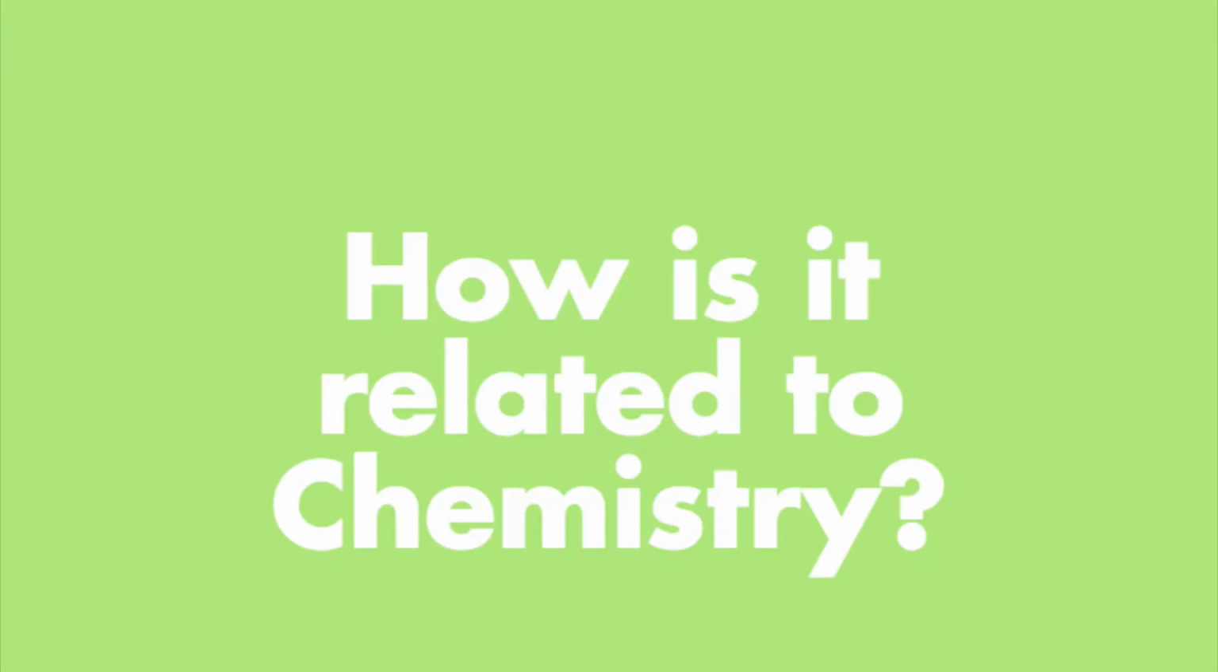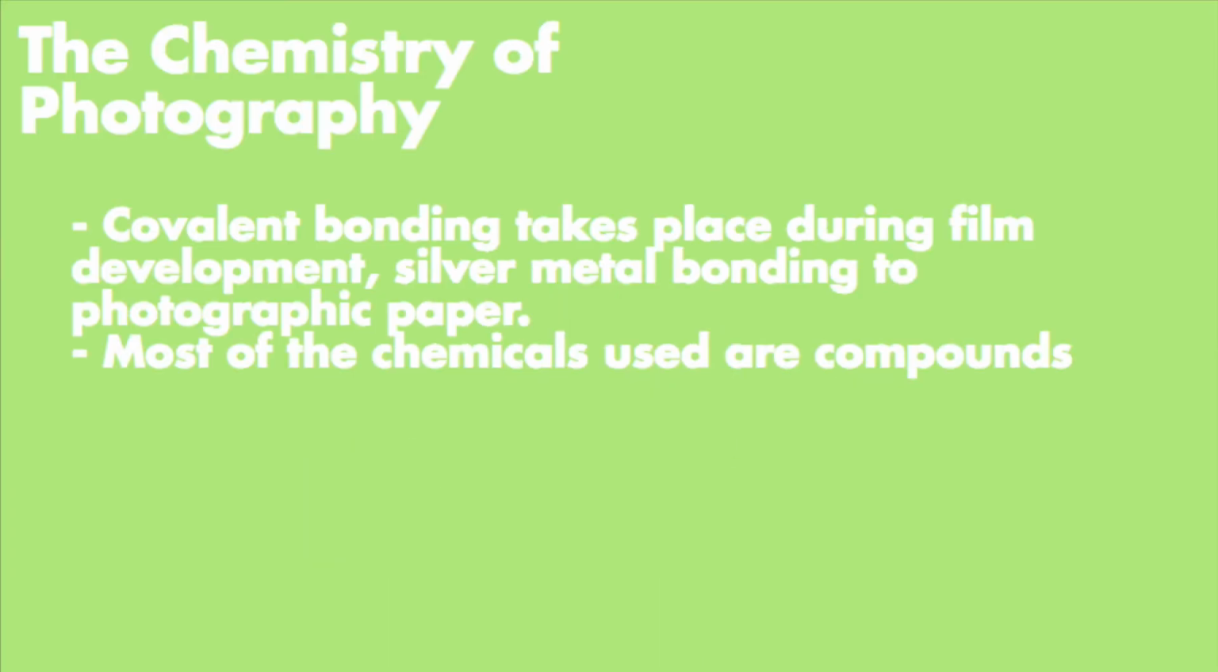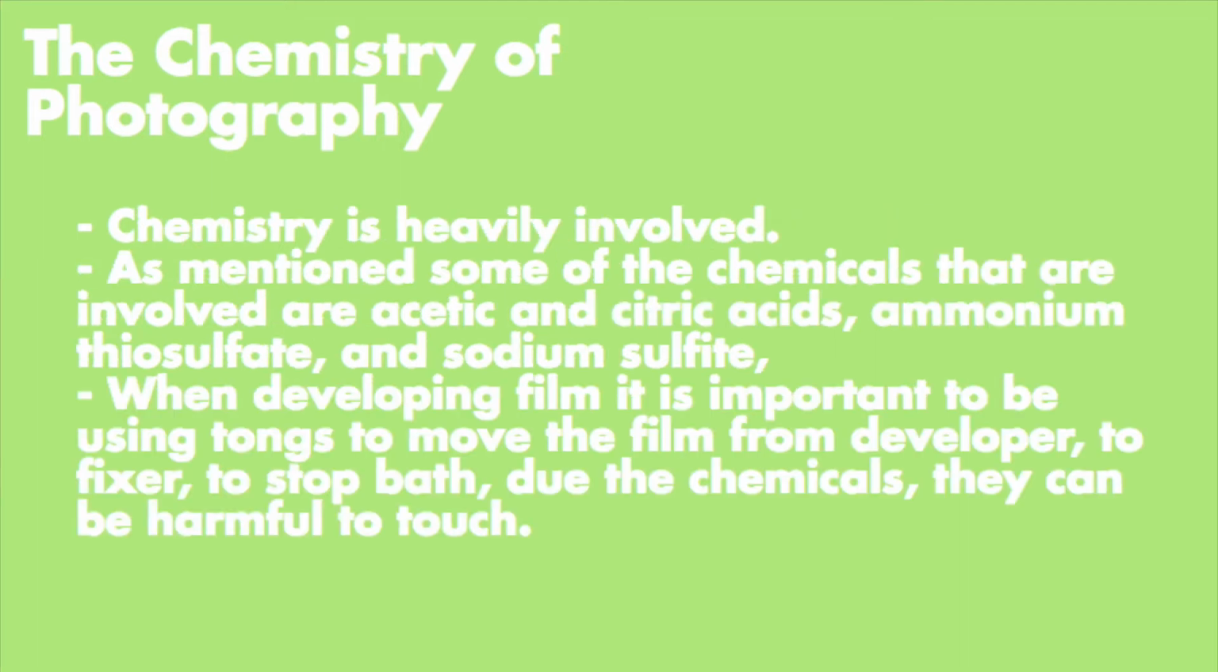How is chemistry related to developing photographs? One example is the covalent bonding between the silver metal and the photographic paper. Also, most of the chemicals used are compounds. As you can tell, chemistry is heavily involved. As mentioned before, some of the chemicals that are involved are acetic and citric acids, ammonium thiosulfate, and sodium sulfite. There is also a reaction to the light that turns the latent image into the visible one. The light creates a chemical change.